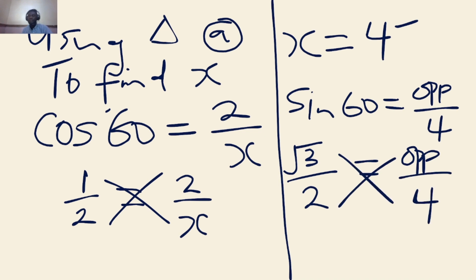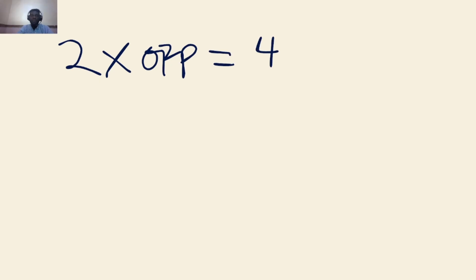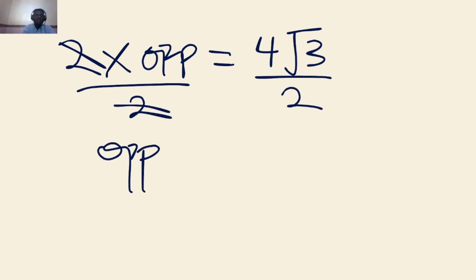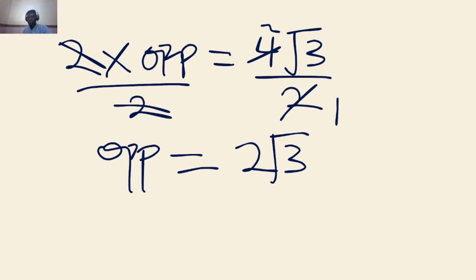Then you cross multiply. When you cross multiply, you'll have 2 times opposite equal to 4 times root 3. So you can just write it as 4 root 3. We are looking for opposite, so we divide both sides by 2. 2 cancels 2, so our opposite is 2 root 3.